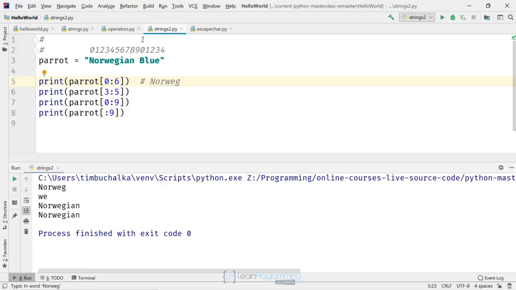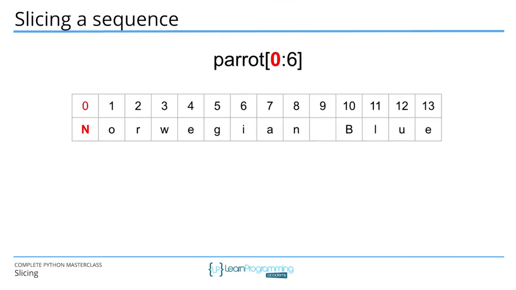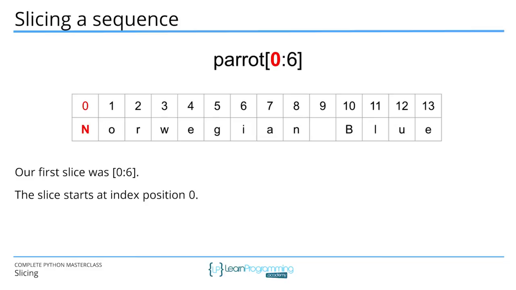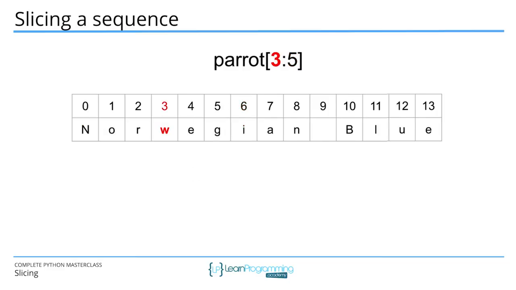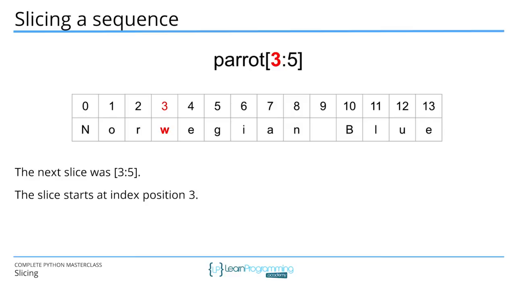Right, so let's look at some slides to explain exactly what's going on here. Our first slice was 0:6. The slice starts at index position 0, and it then extends up to but not including position 6. The next slice was 3:5. So the slice starts at index position 3, and it extends up to but not including position 5.